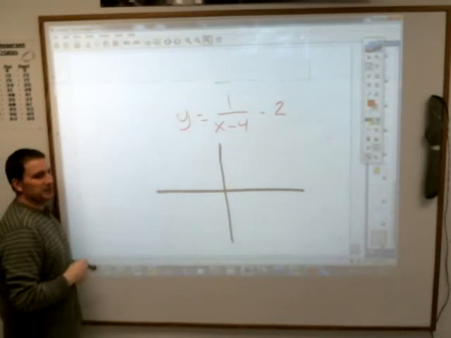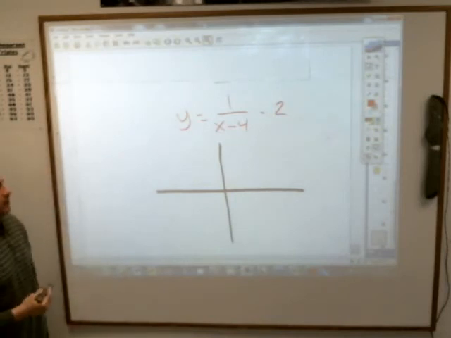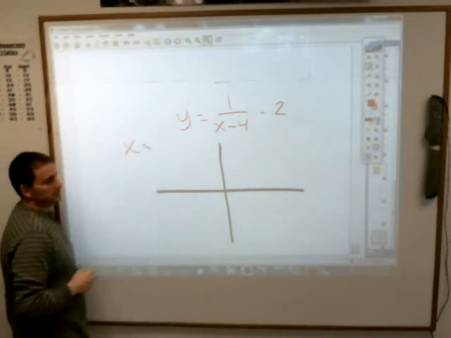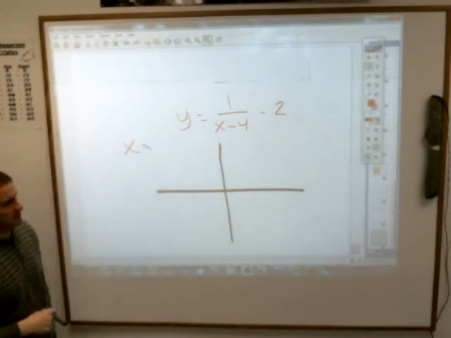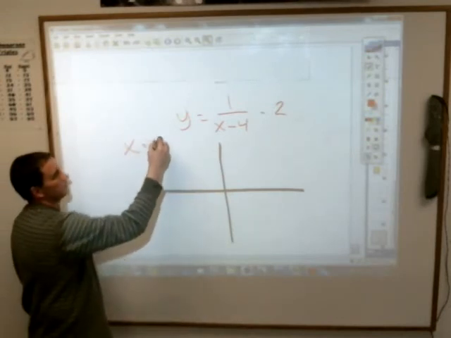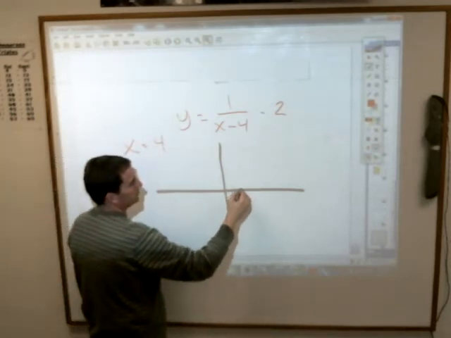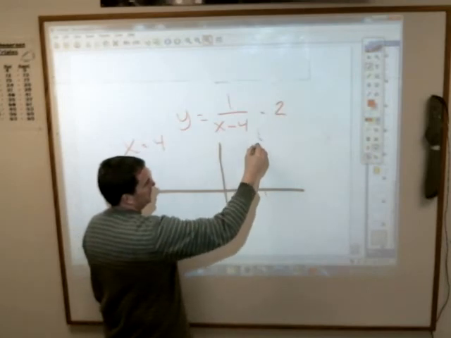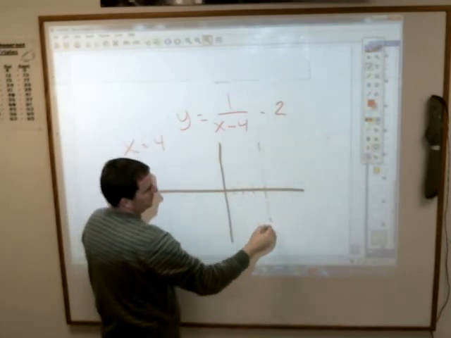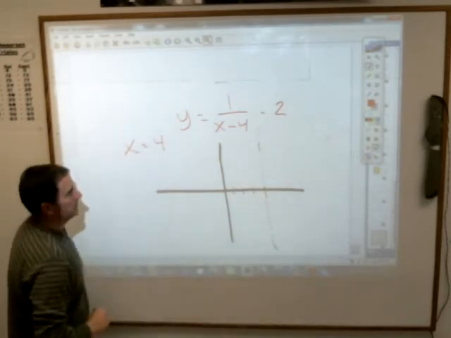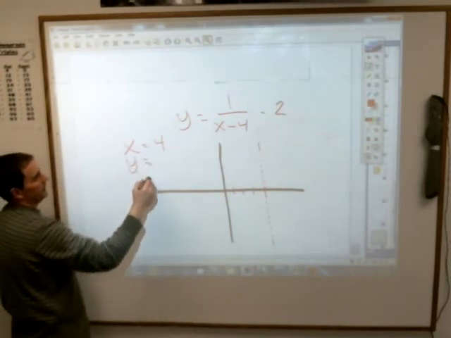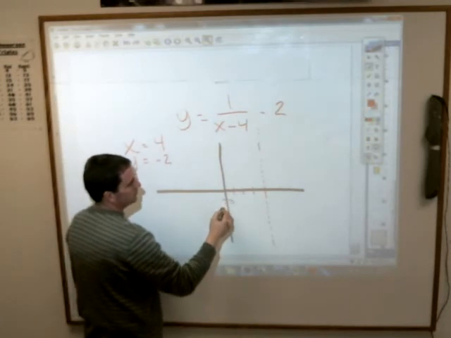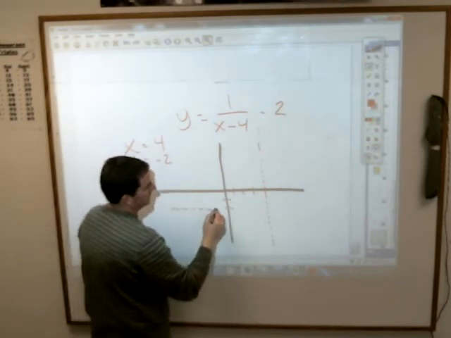By the way, the book will ask you for the vertical and the horizontal, or the x and the y. So if they ask you for it, the x asymptote would be 4, where x equals 4, because that's where this is 0. So you draw a vertical line there. The y asymptote would be where y is -2. So here at -2, you have a dashed line going this way.